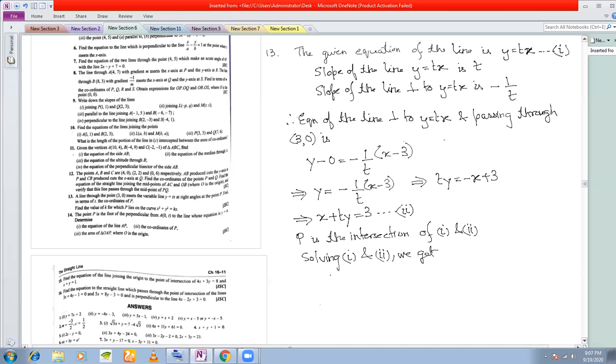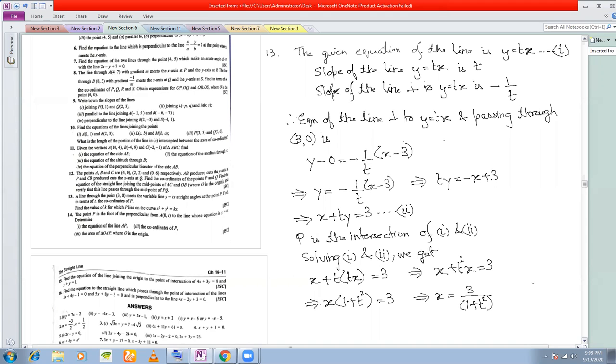y is equal to tx. So put y is equal to tx here. So you get x plus t, and instead of y, you put tx, is equal to 3. That means you get x plus t square x is equal to 3. It's x into 1 plus t square equal to 3. x is equal to 3 by 1 plus t square. This is the x coordinate of the point of intersection P.